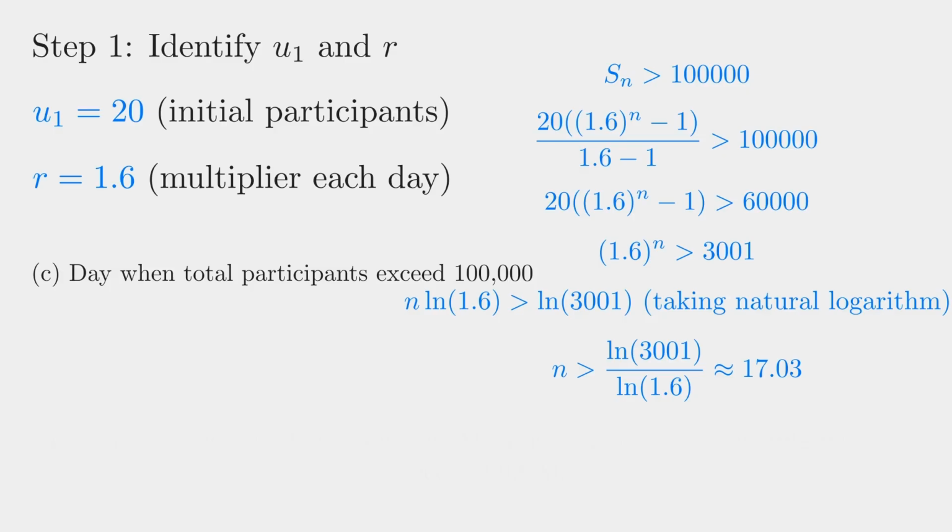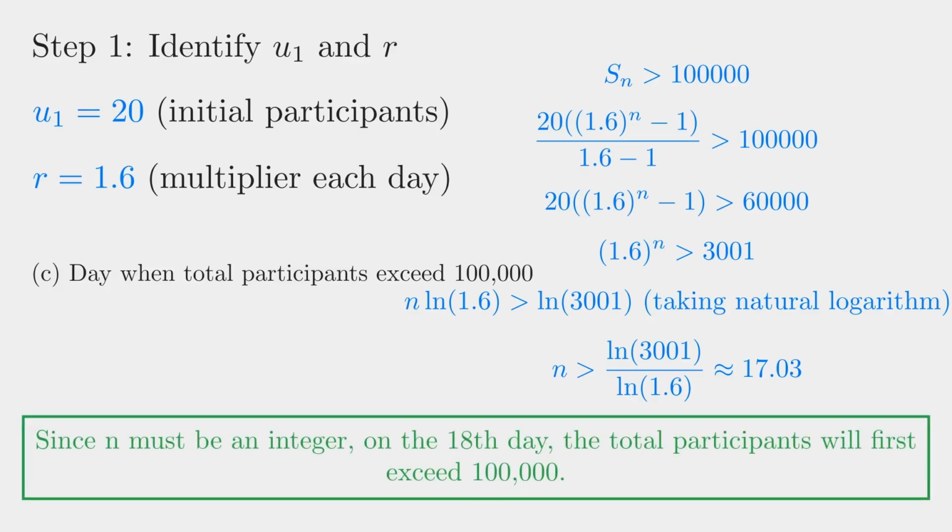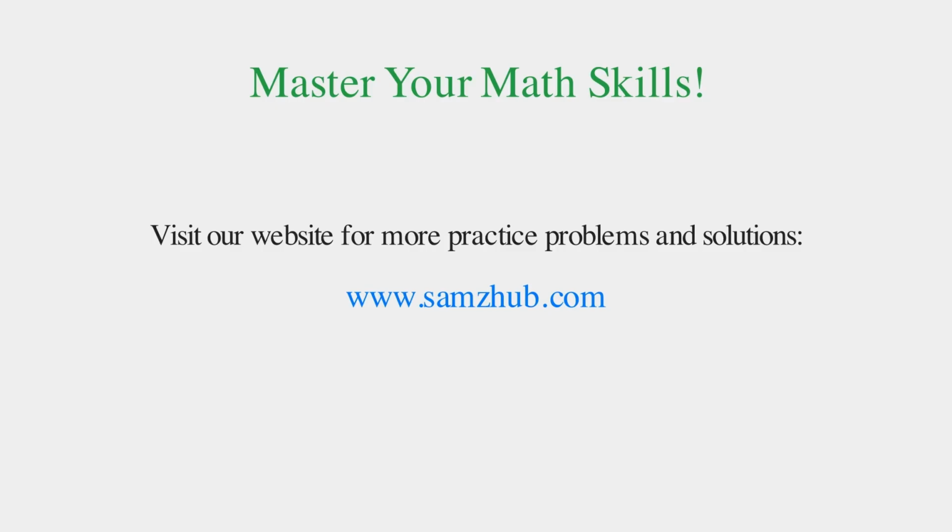Now calculating these values, we get n approximately 17.03. Now, since n must be a whole number representing a day, and it must be greater than 17.03, the challenge will first exceed 100,000 participants on the 18th day. Amazing how quickly it goes, you see? Wow. And that's how you conquer geometric sequences and series problems. From predicting viral spread to understanding financial growth, these concepts are incredibly powerful.